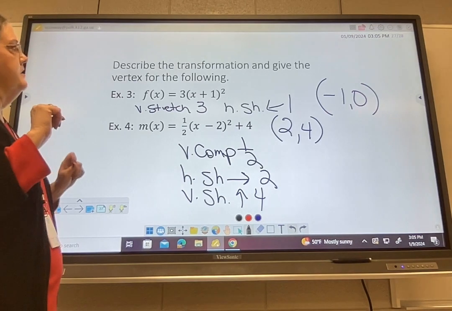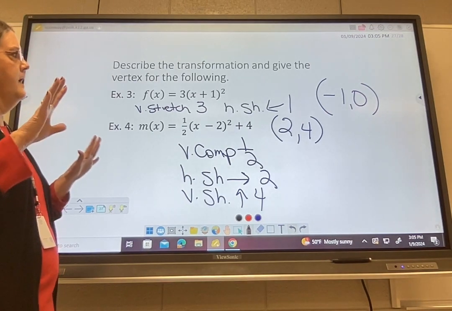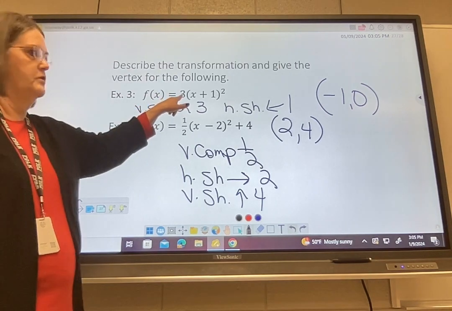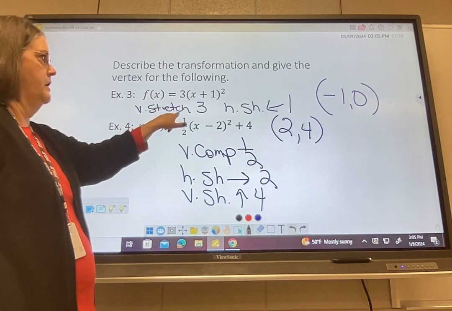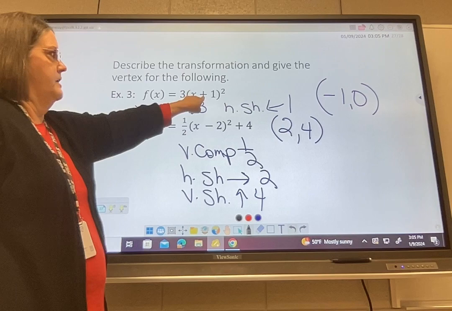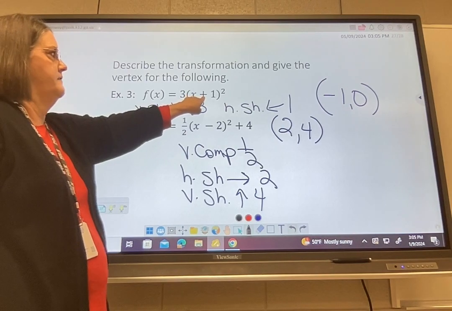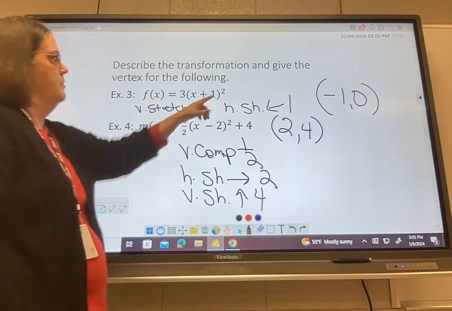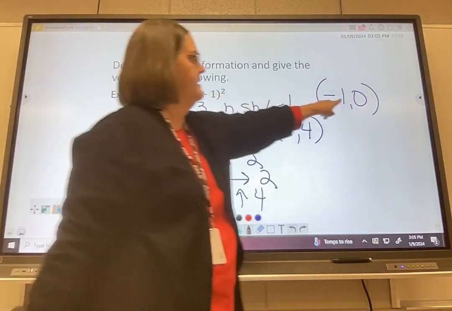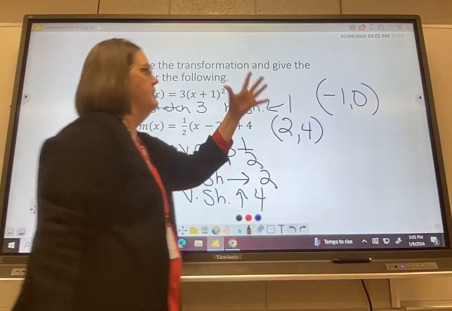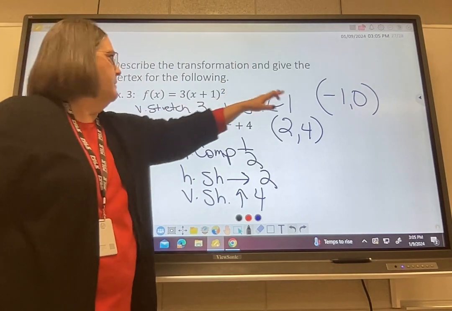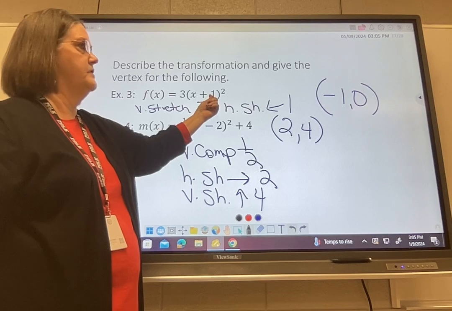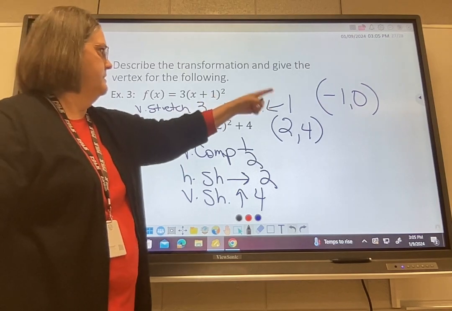All right, if we describe this just looking at the equation and nothing else, then we would say this number in the front is a vertical stretch of 3. This, from yesterday, is a horizontal shift left of 1. And for my vertex, remember, there is no y, so I've got a 0 over here. No vertical shift. And remember, our vertex is going to be the opposite of this. That's a shift left, so it's (-1, 0).